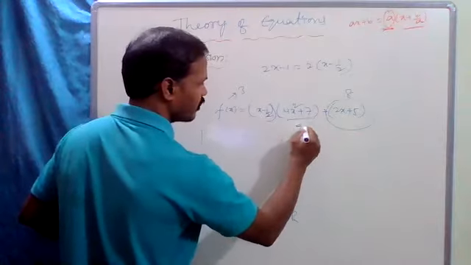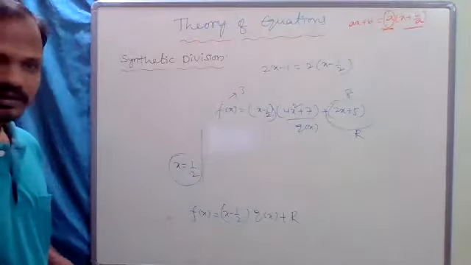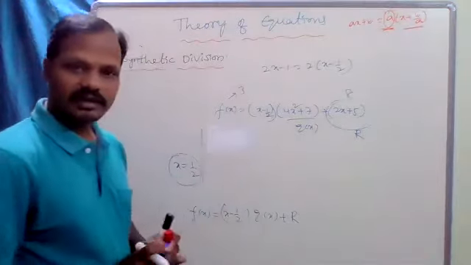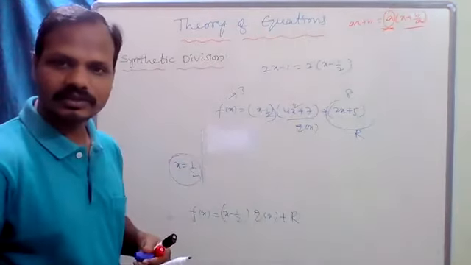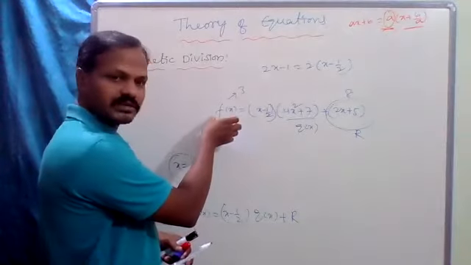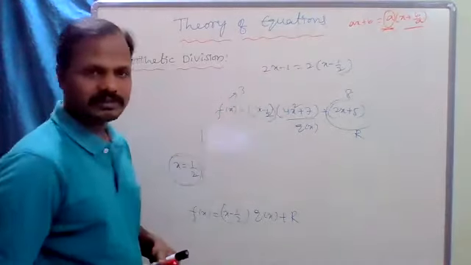So this is our q of x. This is our r. Okay. Now, what is the real quotient? What is the real quotient for this polynomial equation while dividing it with 2x minus 1?